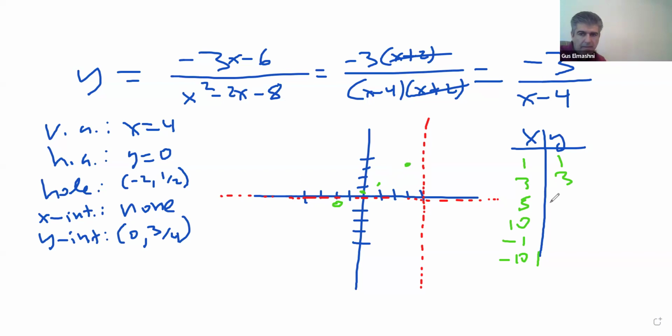If I plug in 5, I get -3. If I plug in 10, I get -0.5. Plug in -1, I get 3/5. Plug in -10, I get 3/14.